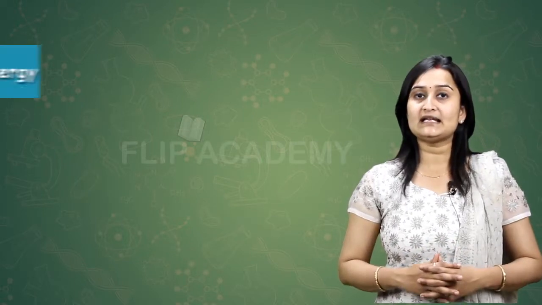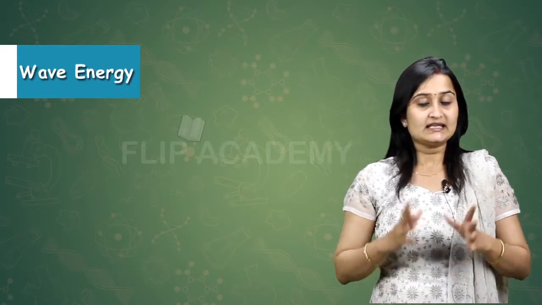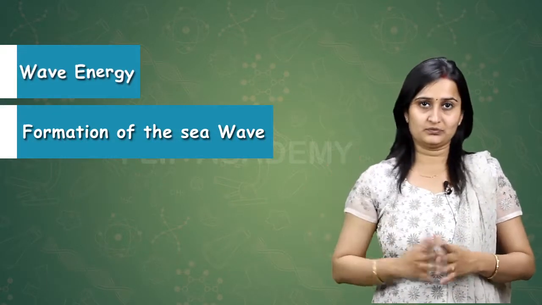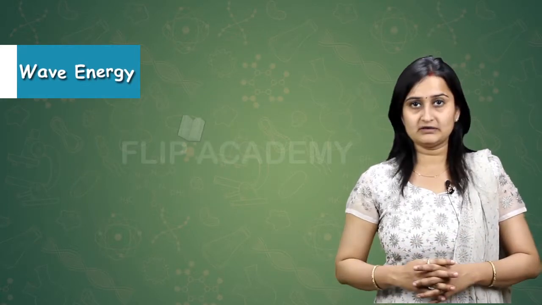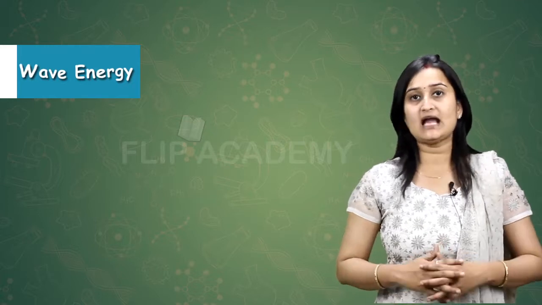Second is the case of wave energy. When the wind blows on the surface of water, then waves are created. These waves move up and down. Due to this movement of the waves, electricity is produced. Now let's see how it is produced.